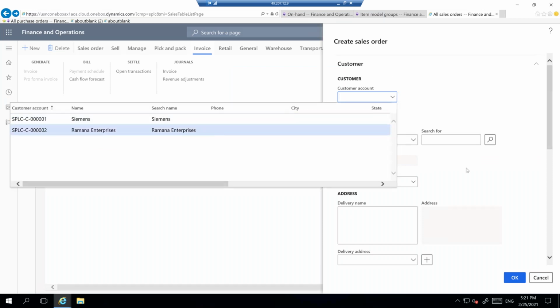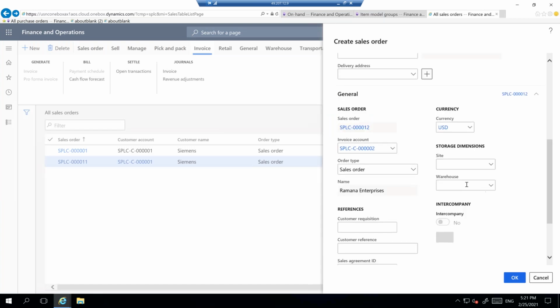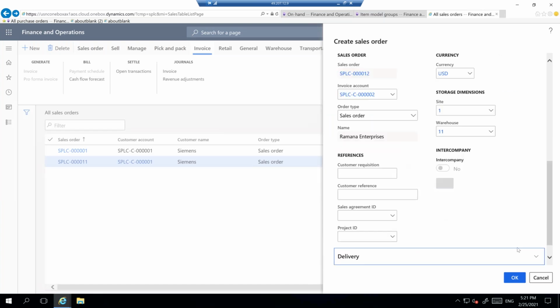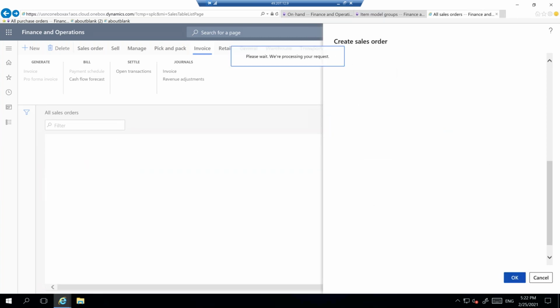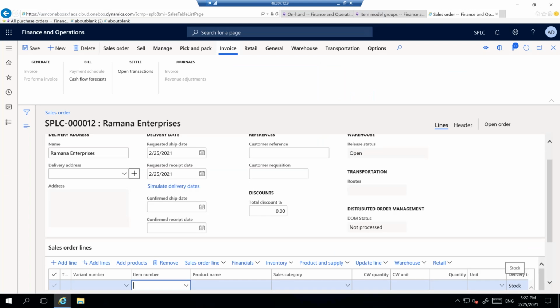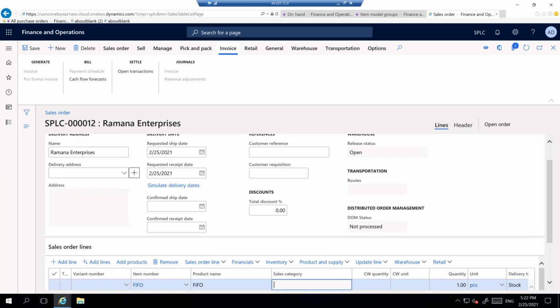Any vendor, any customer is fine. No issues. There is no dependence on customer here. Selecting the FIFO item, 8 quantity. Remember, I'm not entering any minus, because of sales it is decreasing. That's it. I'm not entering minus.